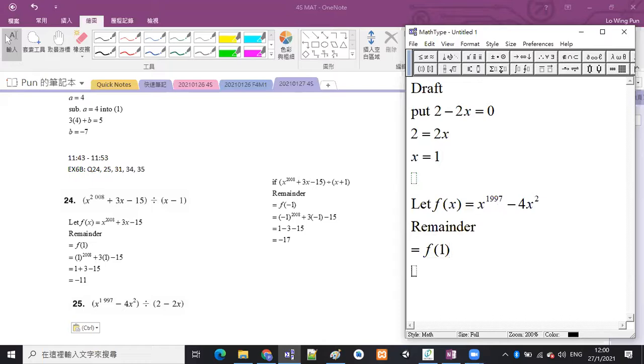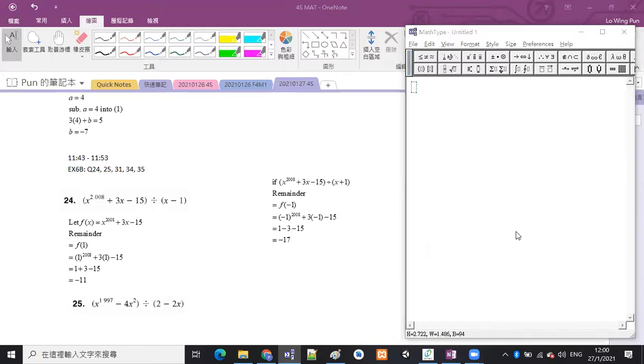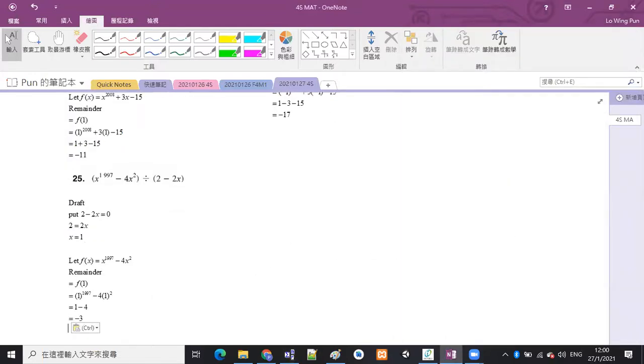So we just put 1 into f(x) to calculate the remainder. It is equal to 1 to the power 1997 minus 4 times 1 squared. So it's just 1 minus 4, that is -3. So that is the answer of question number 25. Is that okay?